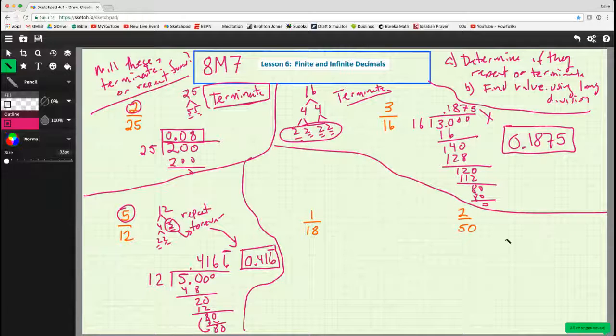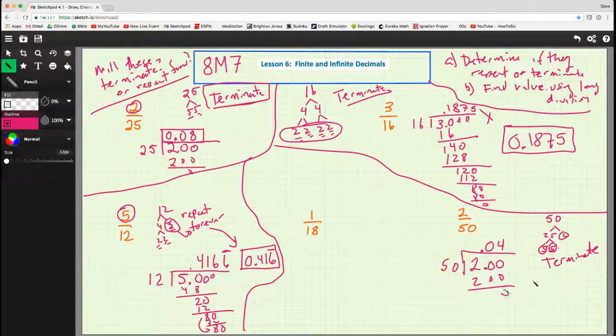And I'll just run through these last ones a little bit more quickly. So 2 over 50, here's one where we have 50, and we get 25 times 2, 5 times 5. So this only has 5's and 2's in it. So we predict this will terminate. Box top, 2, 50, point, 0, 0, 0, 0. So that goes in 4 times. 4 times 50 is 200. So our answer is 0.04. So that did correctly terminate. This is so cool how this works.